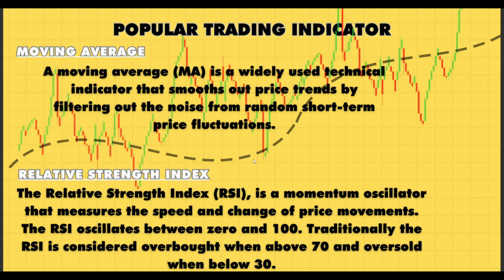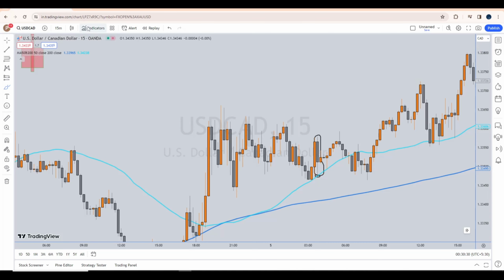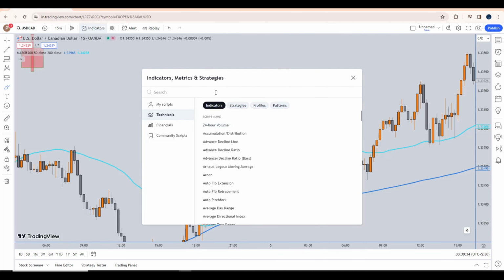So let me take you to the chart and show you what the RSI indicator looks like. So now we are on the charts. You just have to go to the TradingView indicator tab and search RSI.